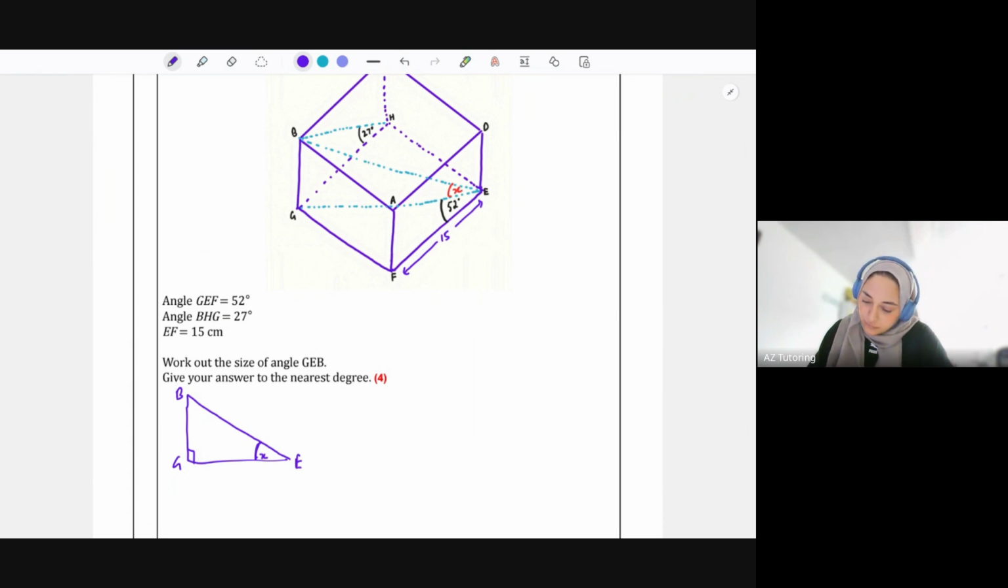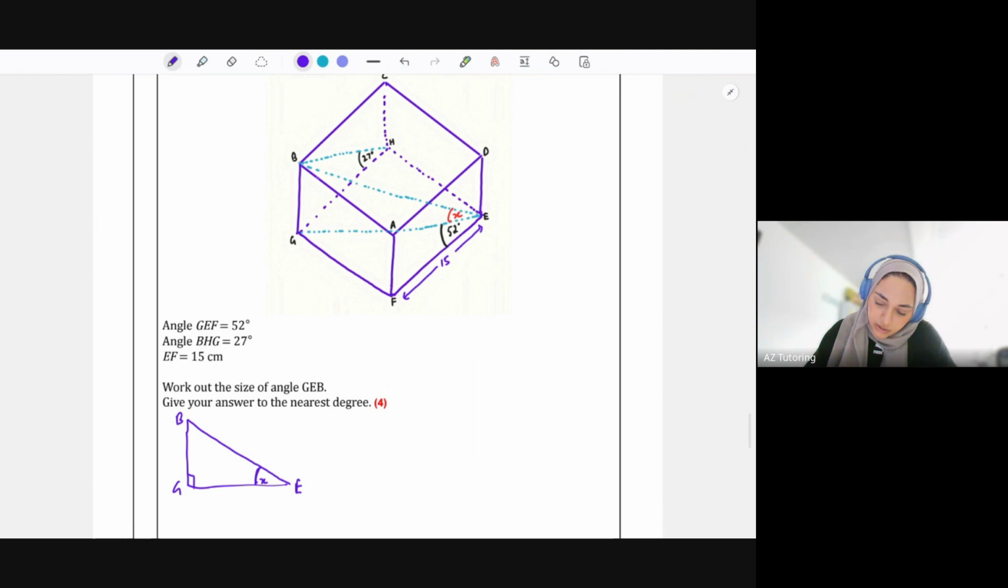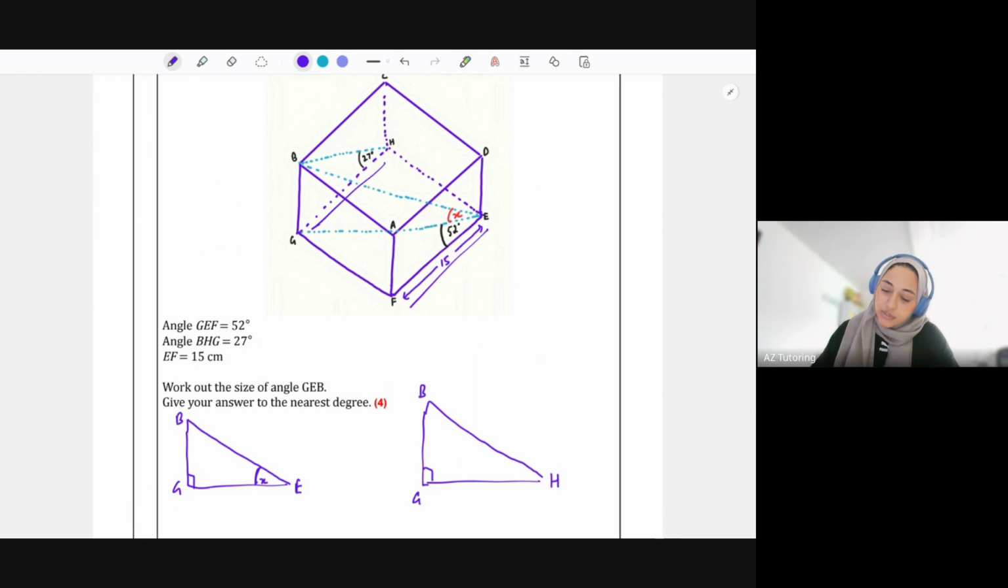I can see one here, this BGH. Maybe I could use that one. Let's try that first. So I'm going to draw it out. BGH this time. So the bottom, if I know this is 15 here, then that's going to be 15 there. So I can put that here. And I know this angle is 27. I don't know anything else.